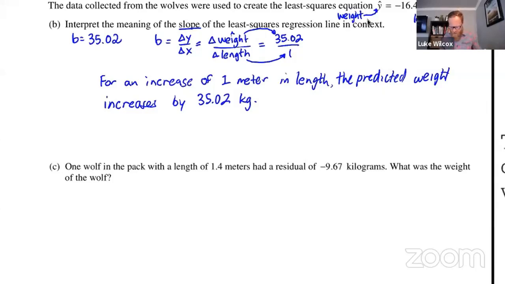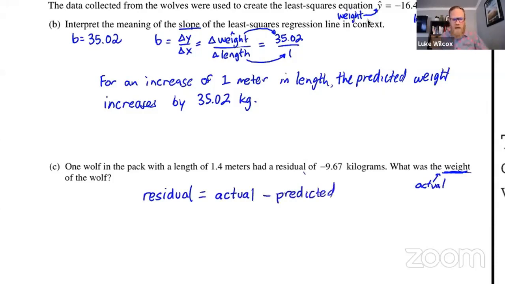And I think what we're asking for when it says what is the weight of the wolf is the actual weight of the wolf. And so I have to understand how that residual value is calculated. Just a reminder here that if you're trying to find a residual, it is the actual y value minus the predicted y value, right? A minus P. And we know the residual value, it's negative 9.67.